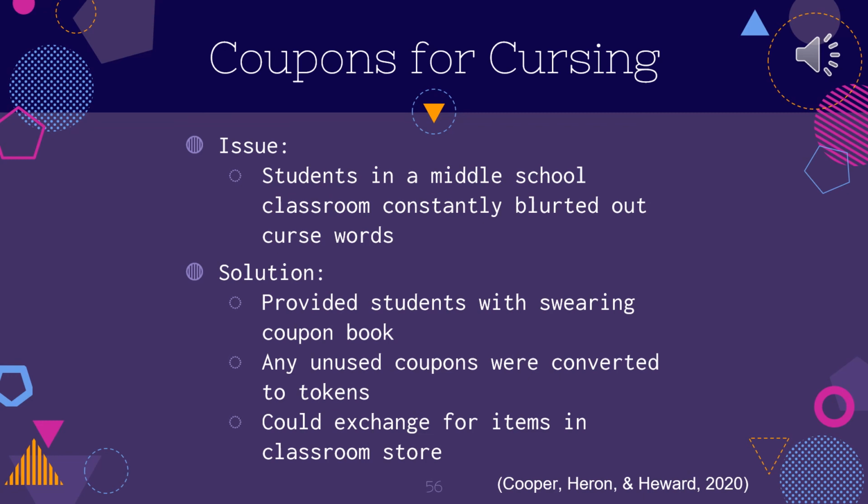This is an example of response cost because the students were all given a specified amount of coupons at the beginning of the day and then lost those coupons contingent on the target behavior of swearing.